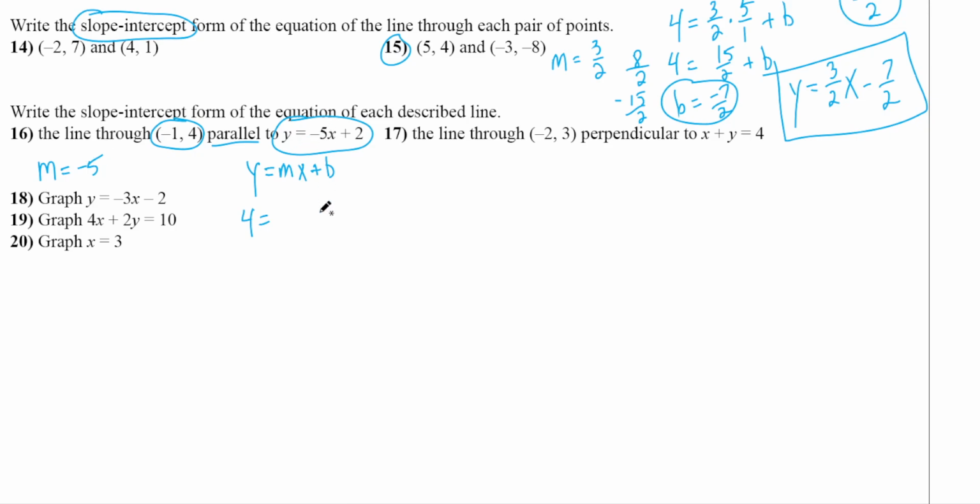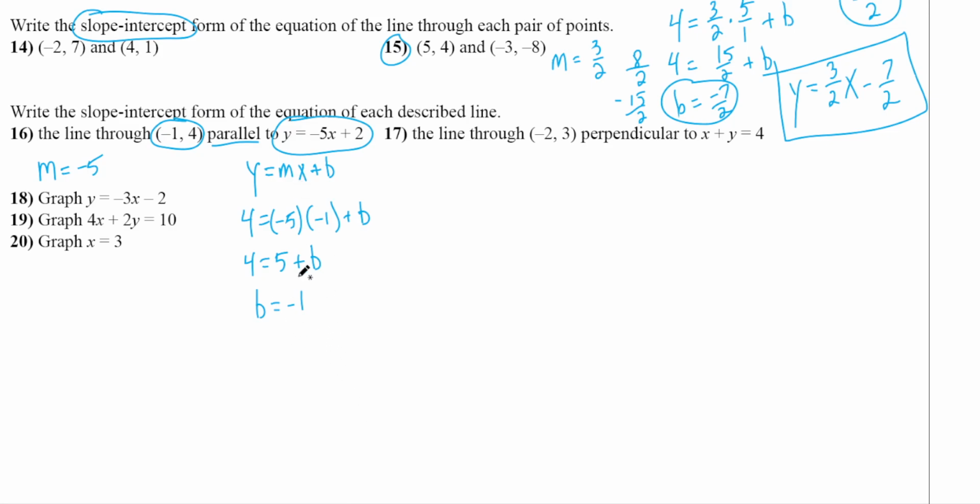I found the slope from here, didn't I? So it's -5. Do I know an x? -1. And now I solve for b, the y-intercept. So let's do it. 4 equals what? 5 plus b. Subtract a 5. What's b? -1. What do you have against negatives?